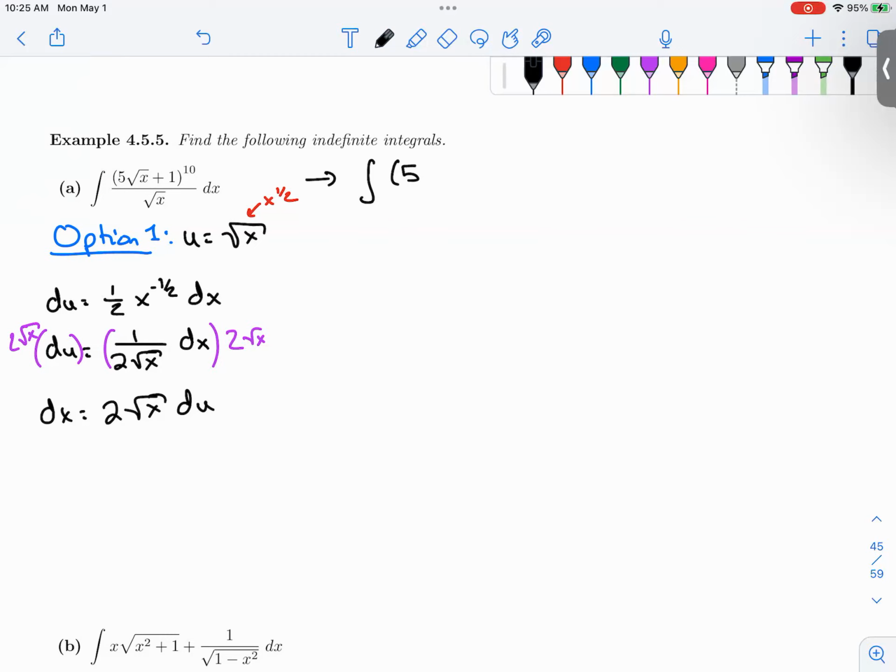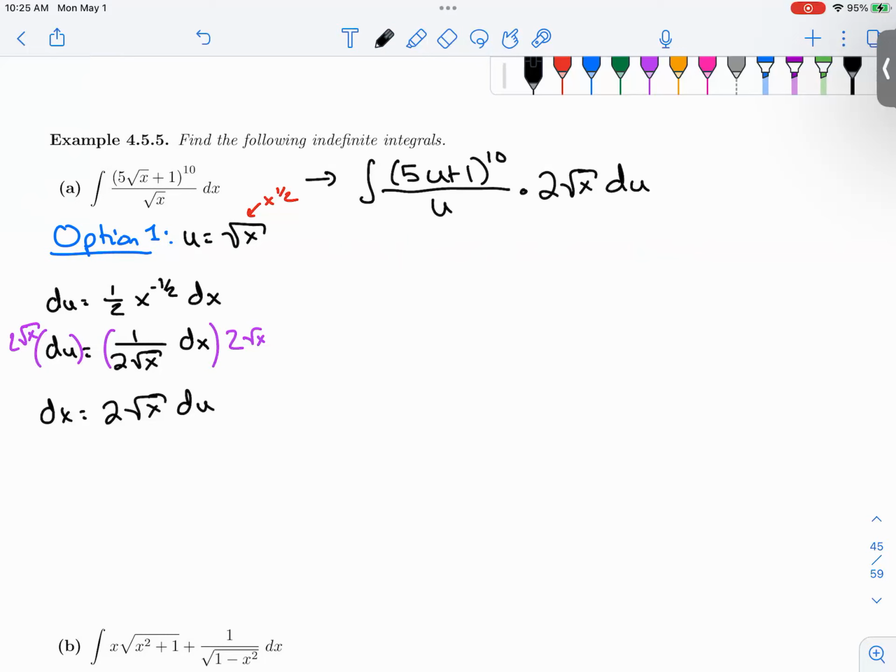u is equal to the square root of x. So this becomes (5u plus 1) to the 10th power all over square root x, or u, times 2 square root x du.